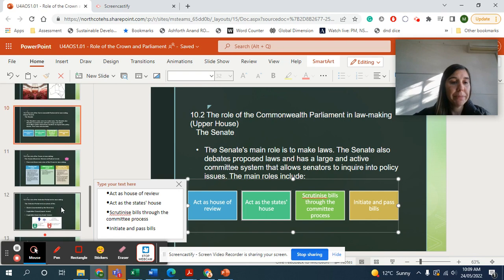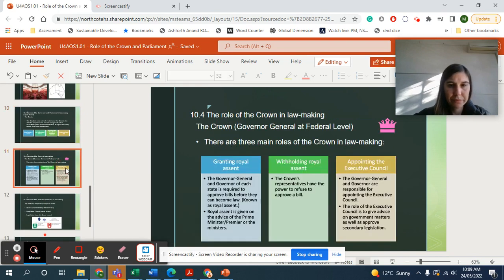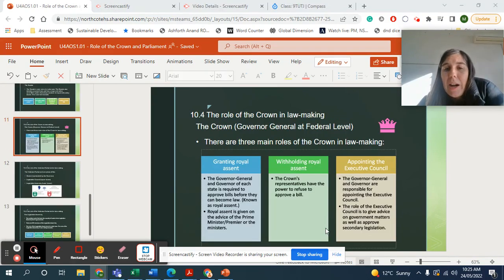Okay, so what is the role of the Crown in lawmaking? Well, the Crown is essentially the Queen's representative in Australia. At a federal or Commonwealth level, we have the Governor General, and at the state level, we have what is known as the Governor. But they essentially do the same things, just don't get them mixed up in terms of the wording.